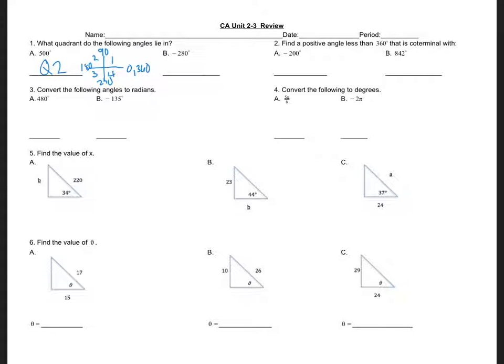Negative 280. So remember for negative, the quadrants are still the same, but we go clockwise: 0, negative 90, negative 180, negative 270, and negative 360. So we'll be in quadrant 1.